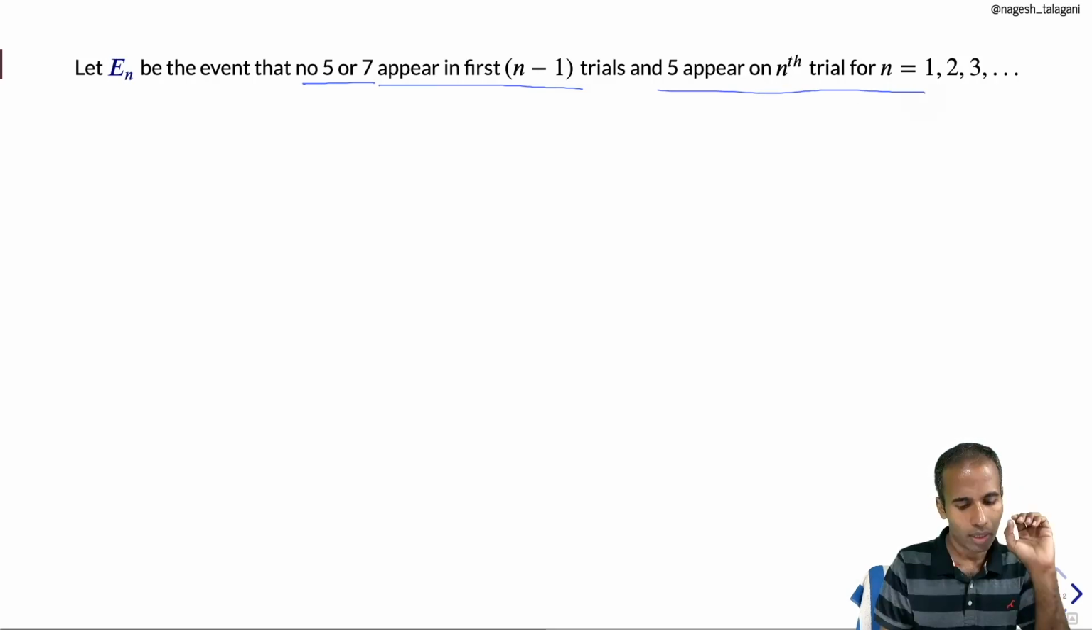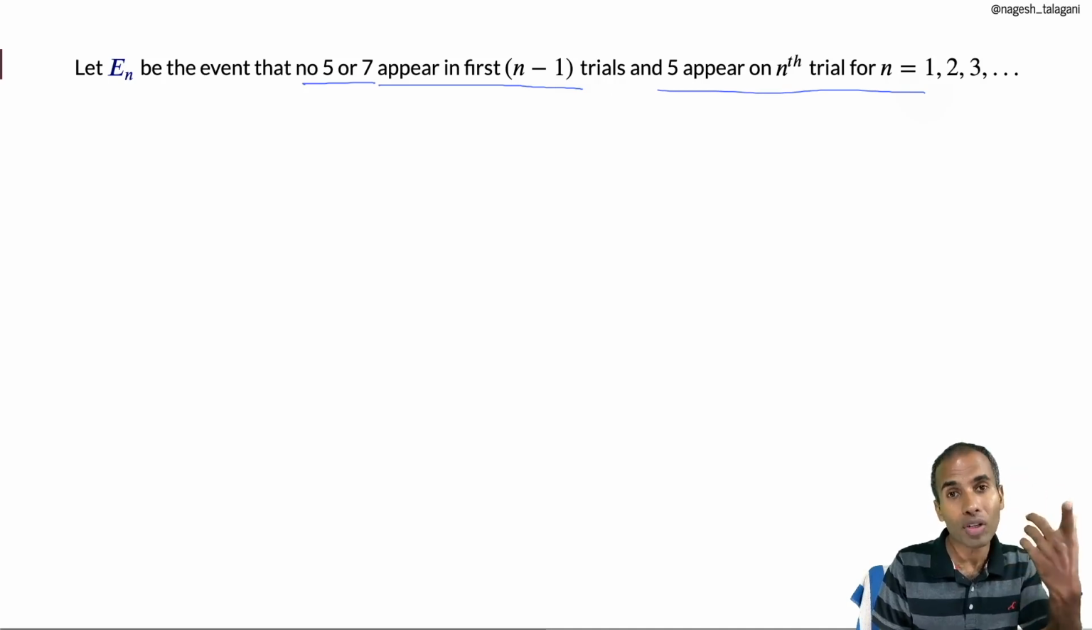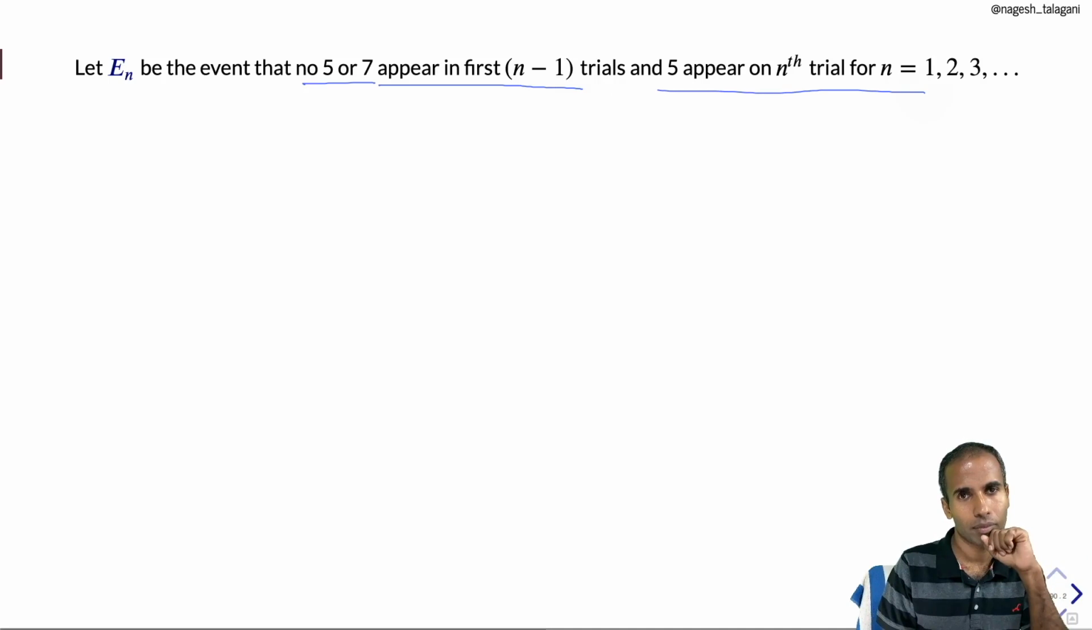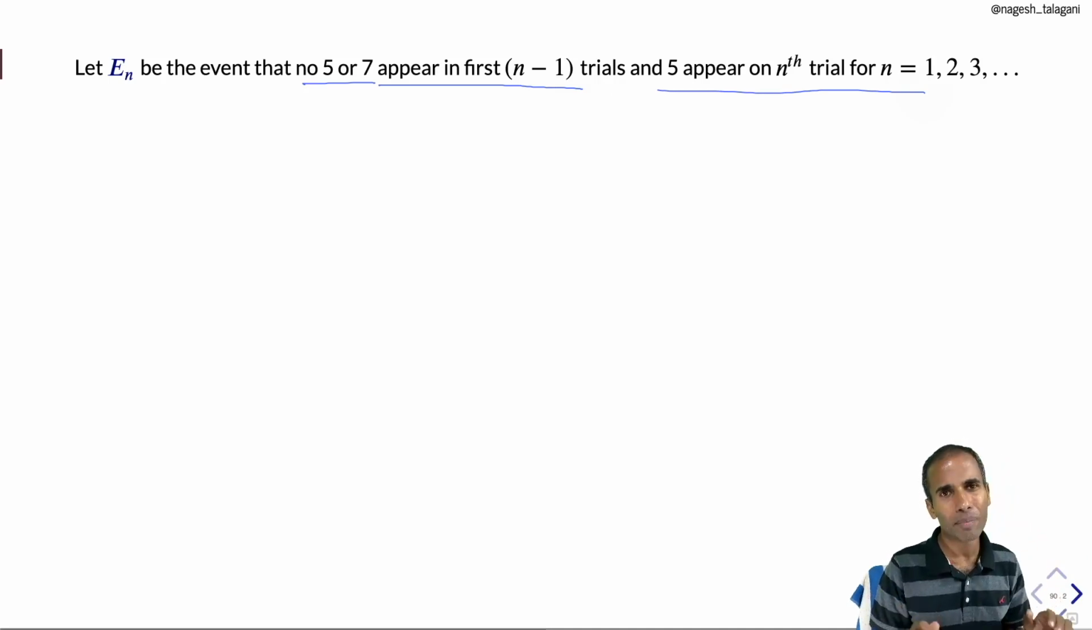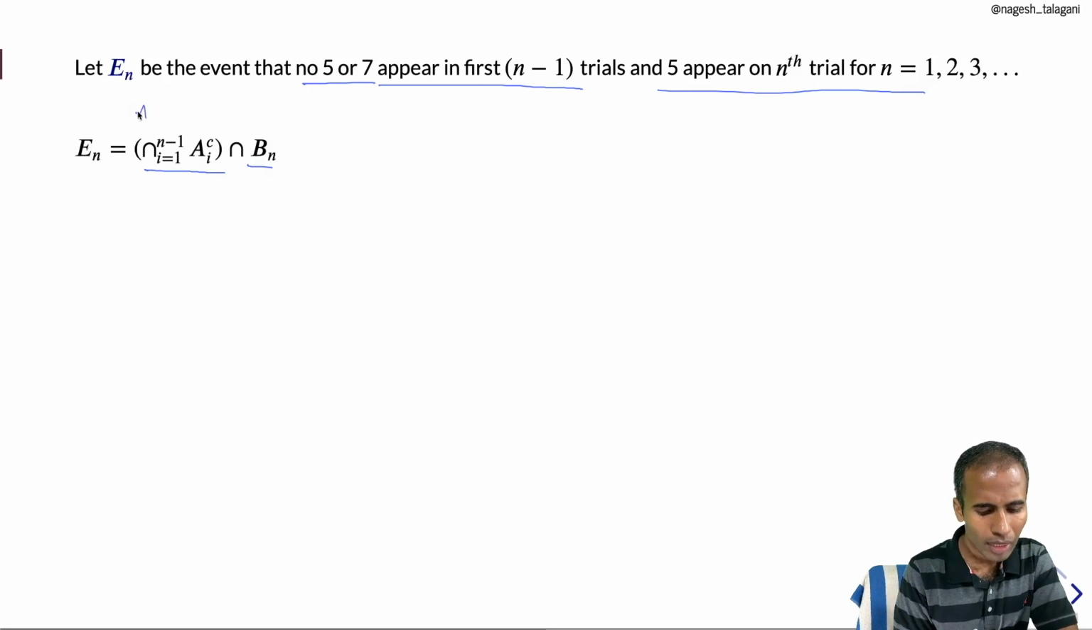Okay. Here En denotes the event of seeing the sum of the dice 5 for the first time on the nth trial, before a sum of 7. Now this En can be expressed in terms of Ais and Bis like this: the intersection for i equal to 1 to n-1 of Ai complement, intersection Bn. That means A1 complement intersection A2 complement intersection A3 complement, and so on, up to An-1 complement intersection Bn.